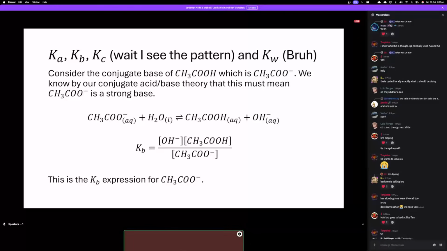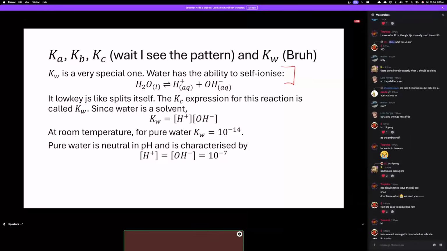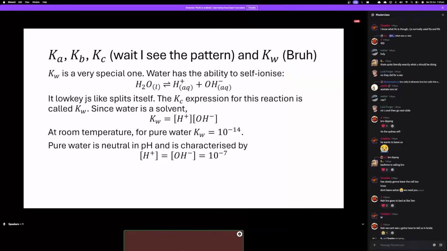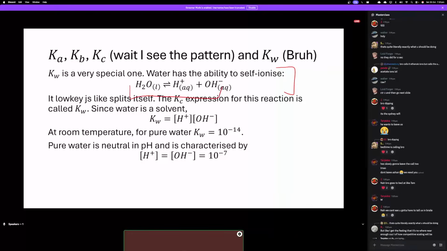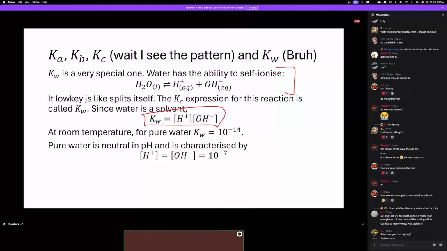So here this is Kb for our conjugate base. That's just that. We also have Kw, and so Kw is specifically for water. So we had Ka for acids, Kb for bases, Kw for water. So water has the ability to self-ionize. That's just something you need to know. This is the reaction. H2O can reversibly form H plus and OH minus, right? The Kc expression for this reaction is called Kw. Since water is a solvent, we're going to write it like this. Kw is H plus times OH minus.